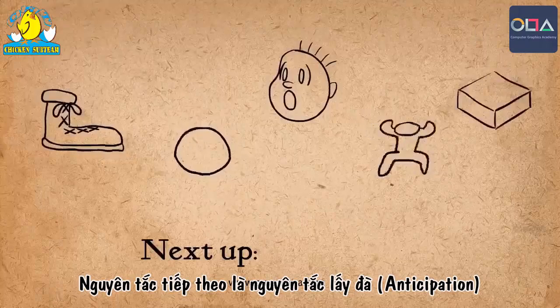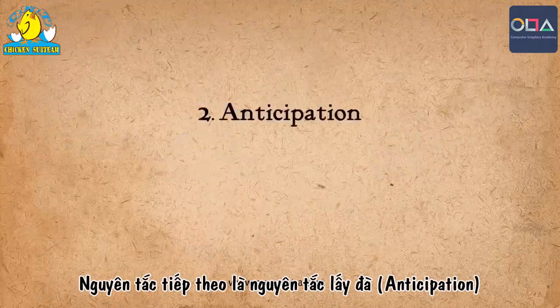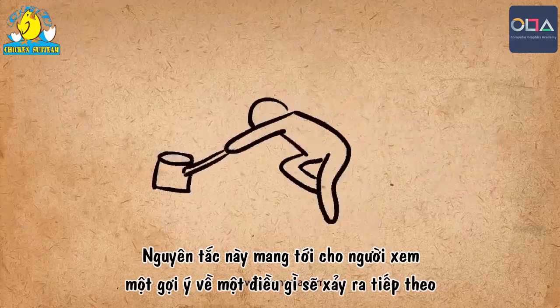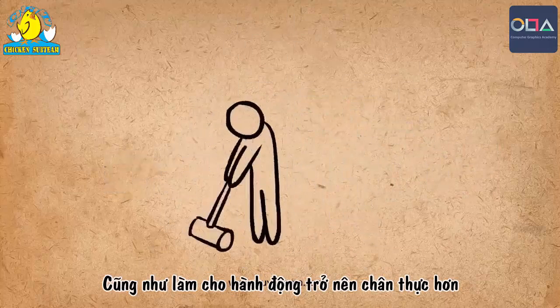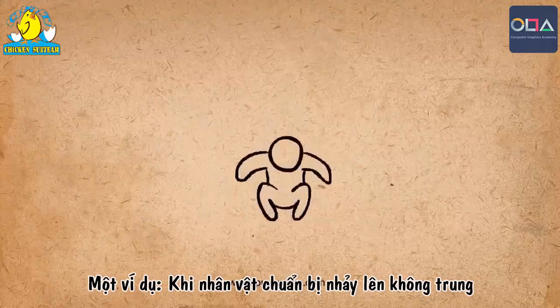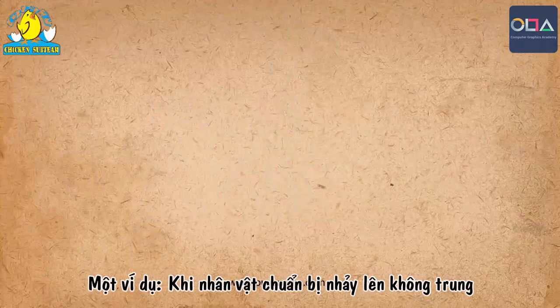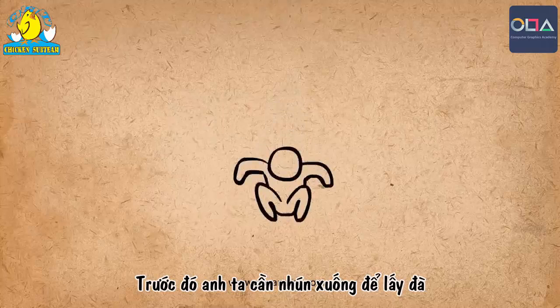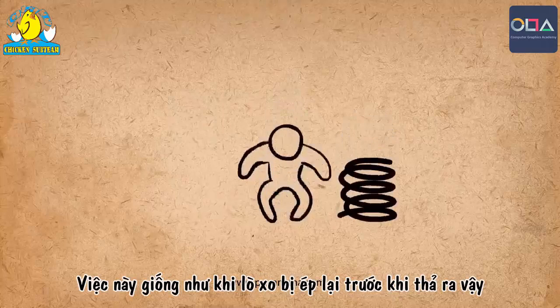The next principle will be anticipation. This is when a character prepares for an action to give the audience a clue as to what is happening next, as well as to make the action appear more realistic. One example is when a character is about to jump. Before leaping into the air, he has to prepare for the action by crouching down to build energy. It's like a spring that coils up before releasing.